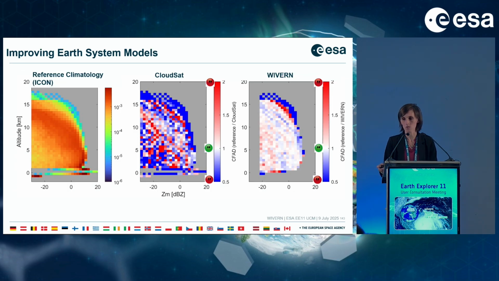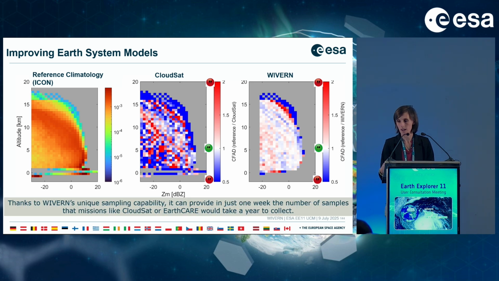And as you can see here, WIVERN on the left panel shows the distribution of the cloudy variable as a function of the altitude within the atmosphere for a selected region over the Pacific Ocean in which there are still some large biases in Earth system model. We compare this climatology with the one observed by CloudSat in the middle panel. And we can see that we see departures from the one-to-one match distribution. However, with WIVERN, we have a better representation of the climatology. And this is due to the unique sampling capability of WIVERN that can provide in just 1 week the number of samples that CloudSat or EarthCARE would take a year to collect.